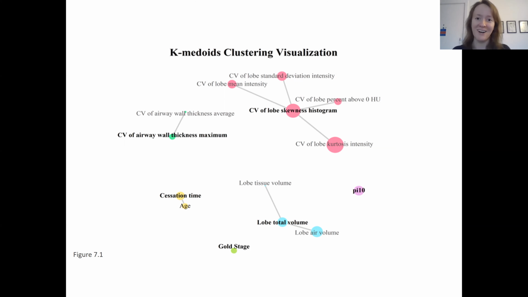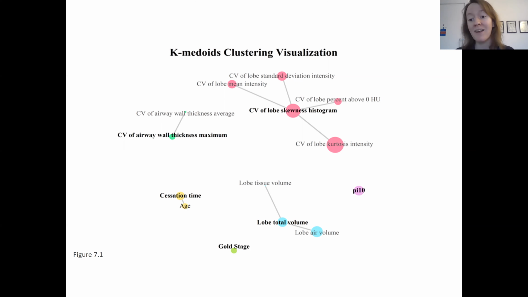So one no-duh relation here is that cessation time and age are related, which makes sense because people who are older have had more time to stop smoking. But something a bit more interesting to see, rather, is the different covariance of the lobe characteristics. So why is the lobe skewness histogram selected over the lobe mean intensity, even though they're still highly related and clustered together?